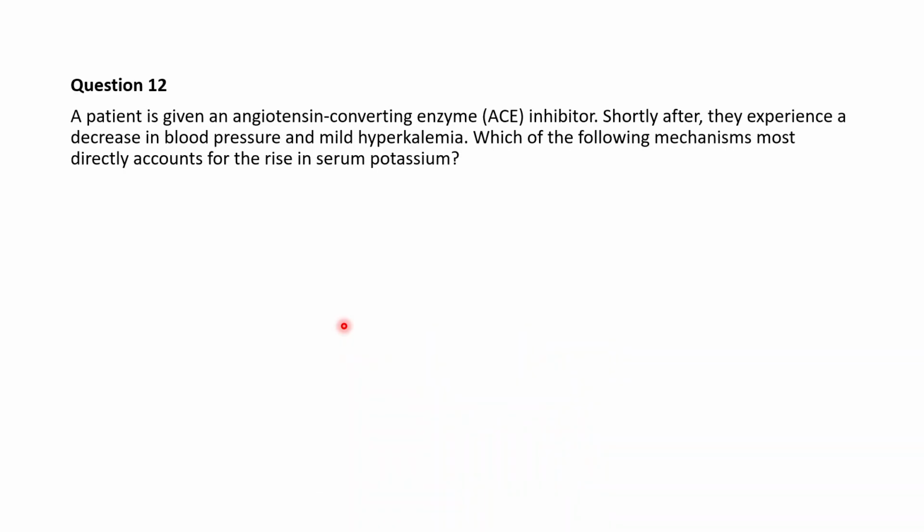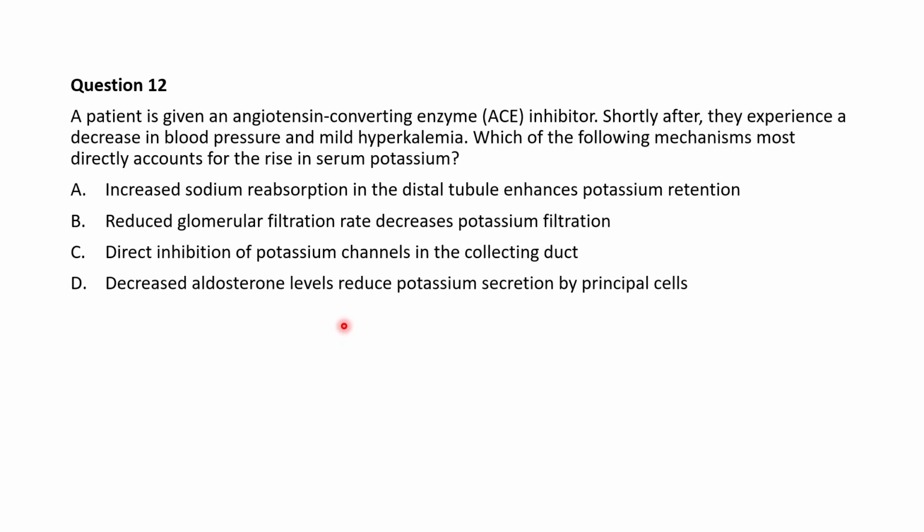All right, so here is an example of a patient who is given an angiotensin converting enzyme, or ACE, inhibitor. Shortly after this, they experience a decrease in blood pressure and mild hyperkalemia. This is relating to potassium levels, right? So, which of the following mechanisms most directly accounts for the rise in serum potassium, which is their hyperkalemia? Thinking back again to this RAS mechanism, could you guys answer?